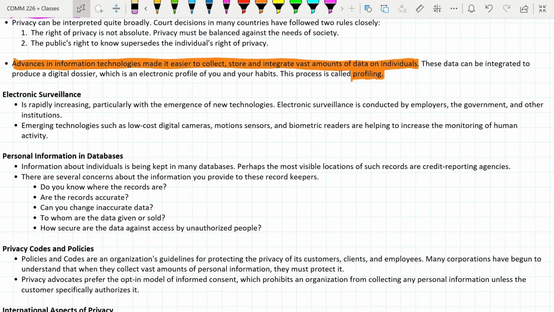So, personal information in databases. Information about individuals is being kept in many databases. Perhaps the most visible locations of such records are credit reporting agencies. So I'll highlight that for an example of how your data is being kept in a database.